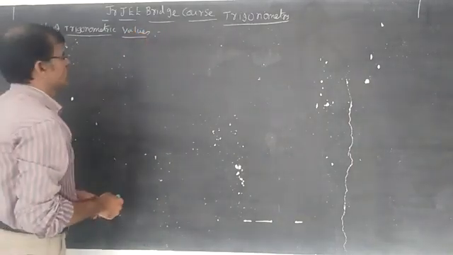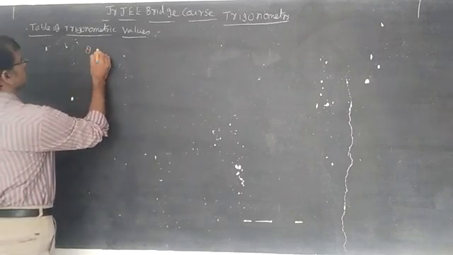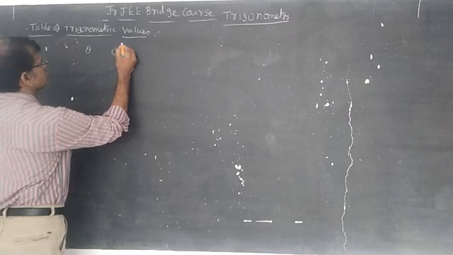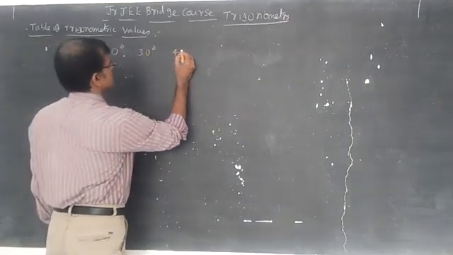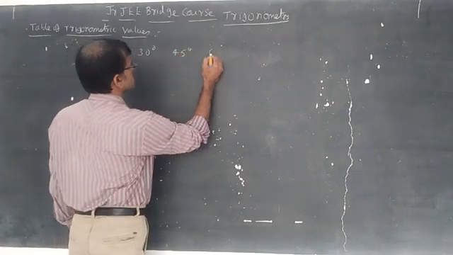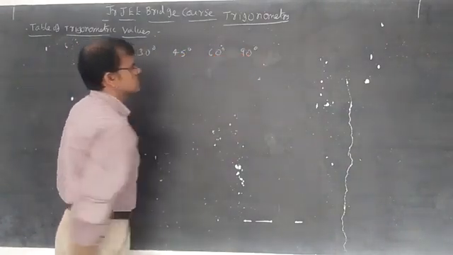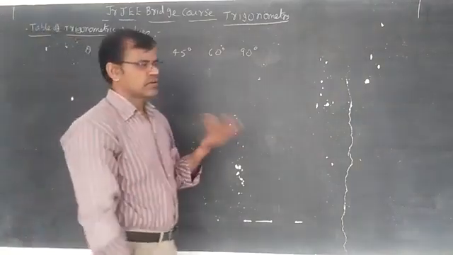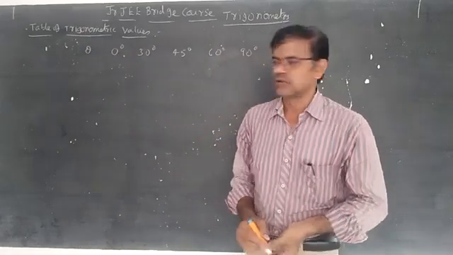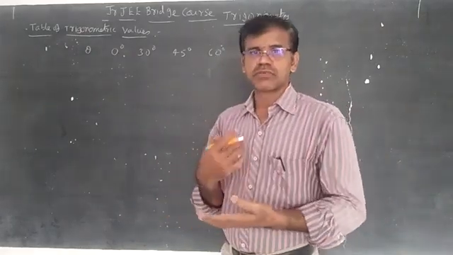Table of trigonometric values. First, theta. I am writing here 0 degrees, 30 degrees, 45 degrees, 60 degrees, 90 degrees. Depending on these degree values, we can calculate plenty of trigonometric values, for example sin 120, sin 150, like that.